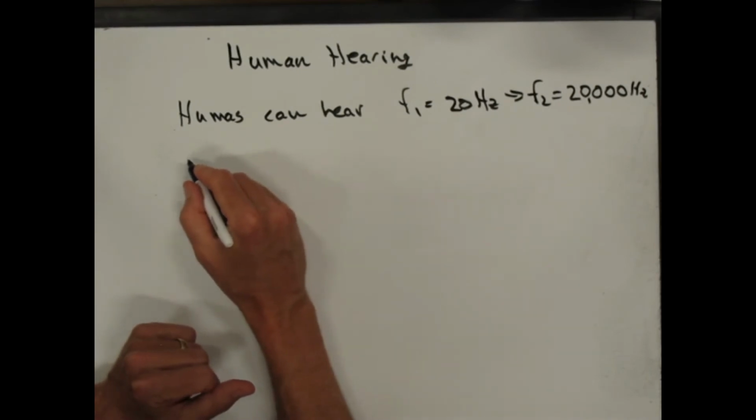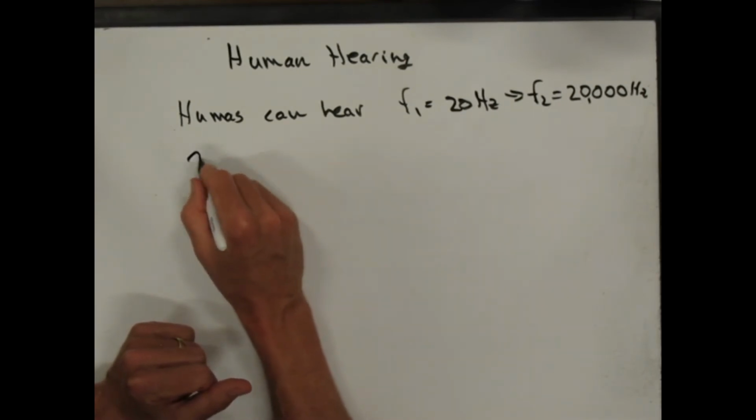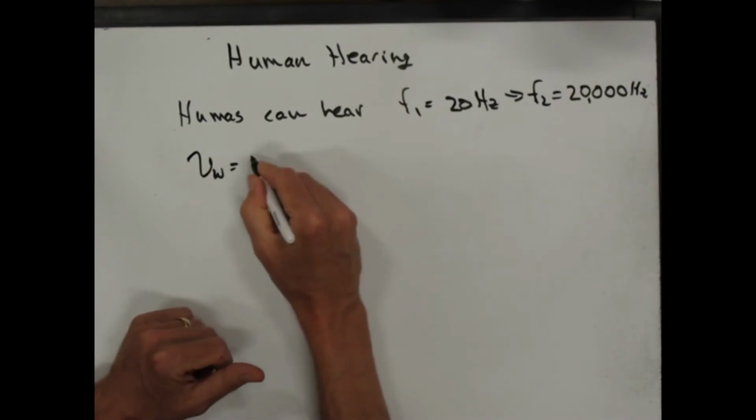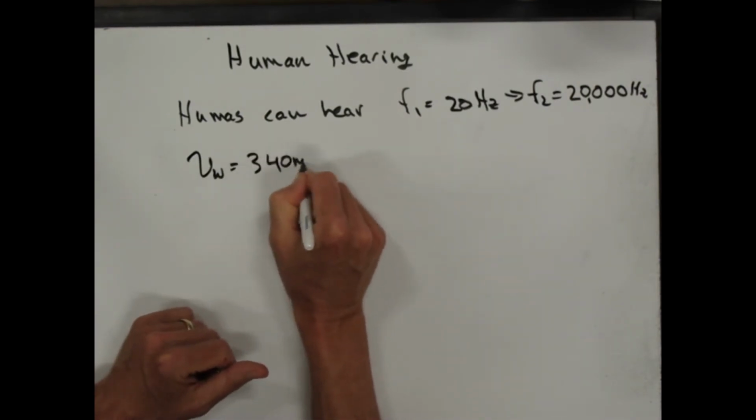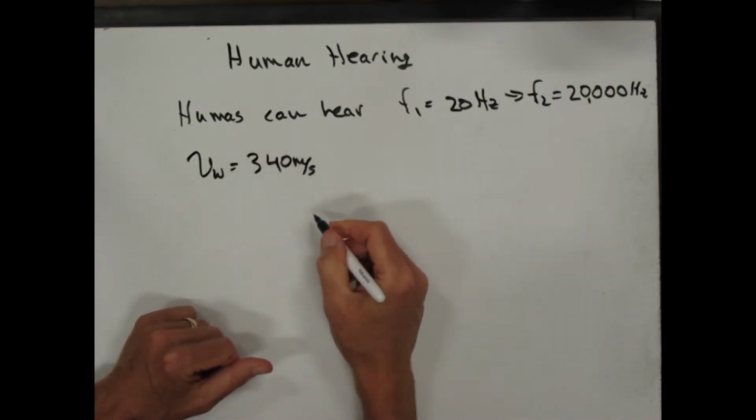And so if we want to find the corresponding wavelengths, we can say, well, look, the speed of the wave, we'll just pick 340 meters per second just to get a rounder number than 344 at room temperature.